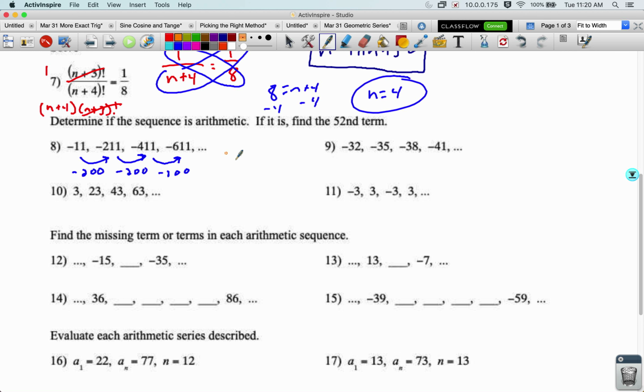Well, to do that, we have to take the first term, negative 11. Then we want to add to it our common difference of negative 200 times n minus 1. So 52 minus 1. 52 is our n here. So we're adding 51 multiples of negative 200. I'm going to plug this straight into my calculator. Negative 11 minus 200 times 51. And I get negative 10,211.